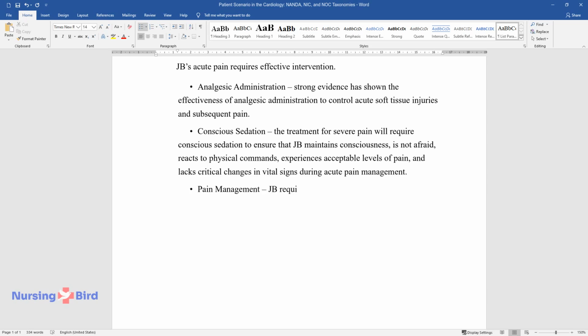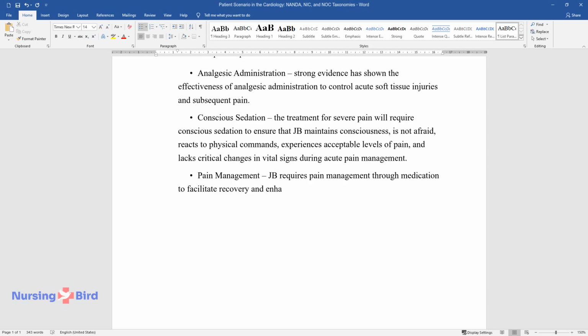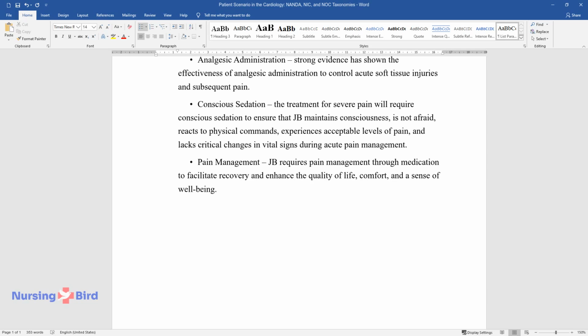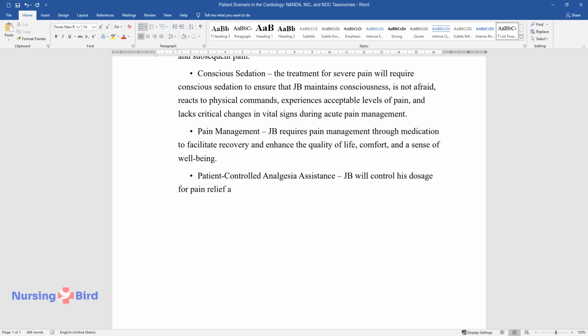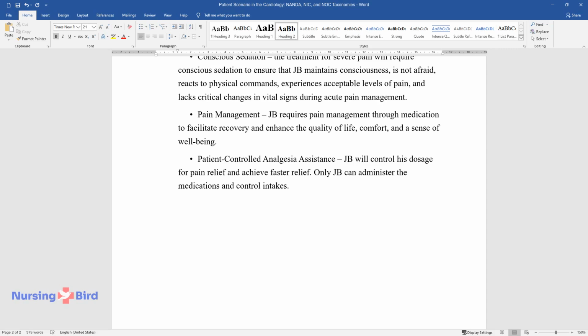Pain management. JB requires pain management through medication to facilitate recovery and enhance the quality of life, comfort, and a sense of well-being. Patient-controlled analgesia assistance. JB will control his dosage for pain relief and achieve faster relief. Only JB can administer the medications and control intakes.